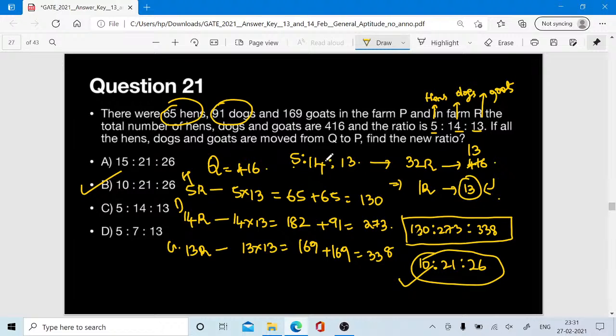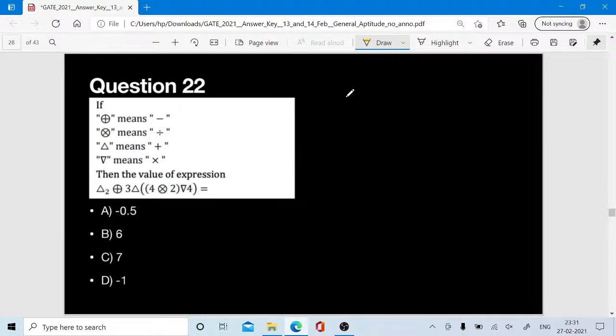So I'm just adding here 14, 14, 28 plus 4, 32. 32 R they have already told is 416. So 1 R का वैल्यू कितना आता है वो हमें पता चल जाता है, बाद में जस्ट सब्स्टिट्यूट करके आंसर निकालना, ठीक है? Yes. Let's go on with the next question, right?